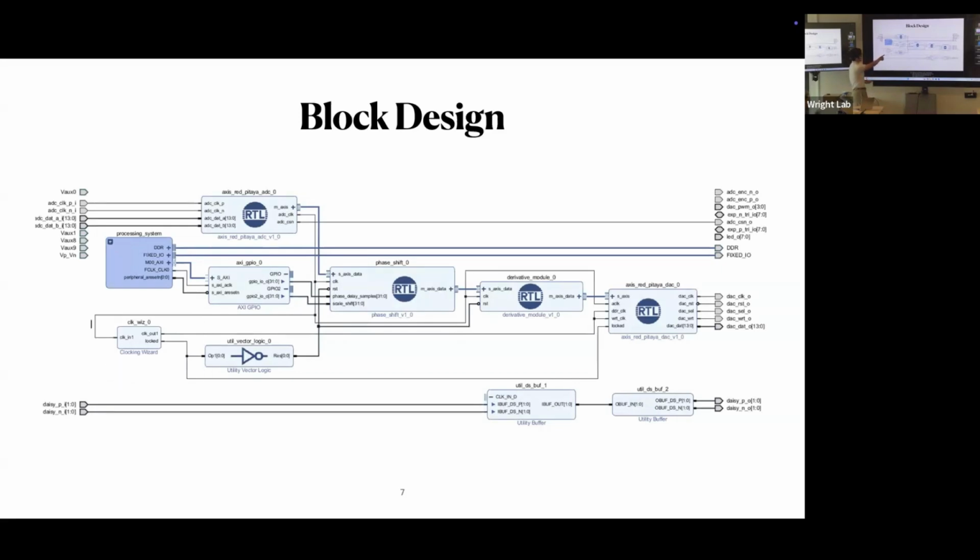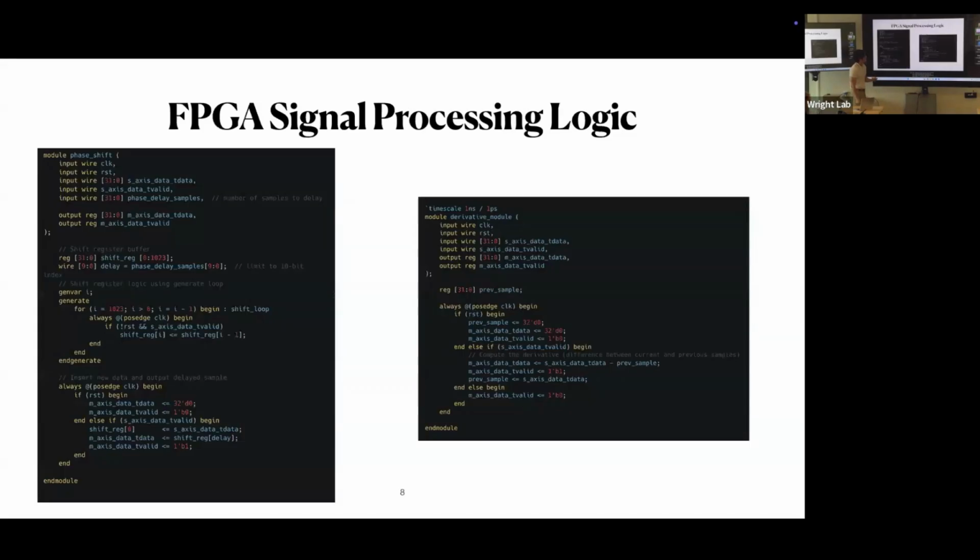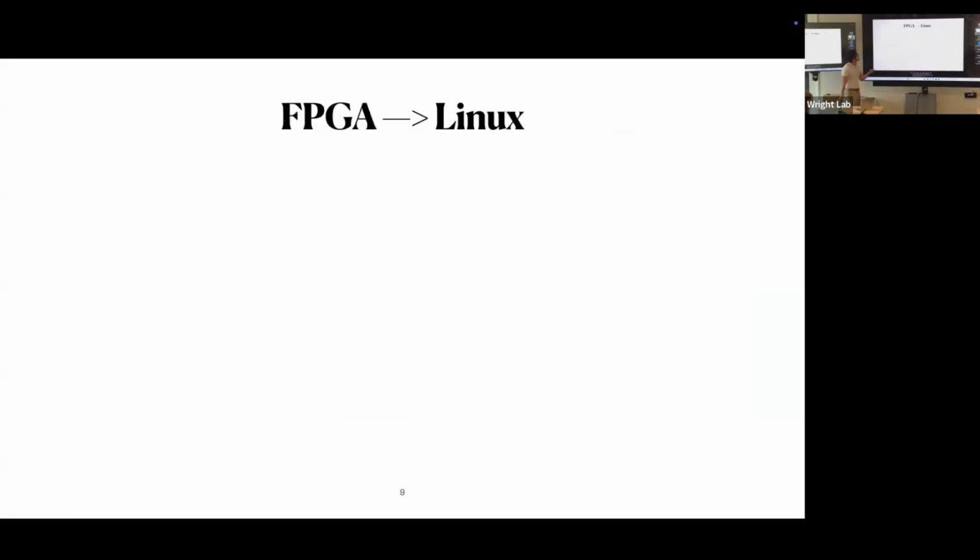What these little blocks have in them is a language called Verilog. And so these are just two blocks of code. I'll quickly go over them because no one likes to read code, but you have some input and some output. So for this derivative module, I would take some previous sample, store the previous sample, and then take the difference between the current sample and the previous sample, and that gives you the derivative.